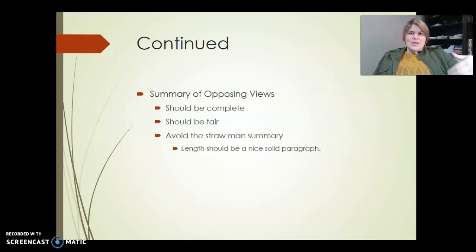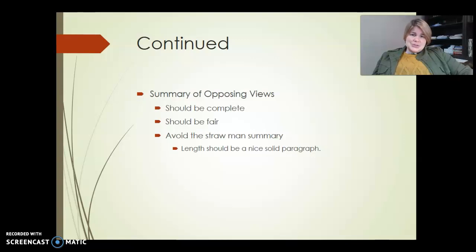For example, if you pay servers minimum wage, it's possible that horrible people that eat at restaurants will tip less. And so then it's still not going to end up being a good thing for servers. So you want to make sure that you're putting all those possibilities out there, but at the same time, you're still focused on your point of view.